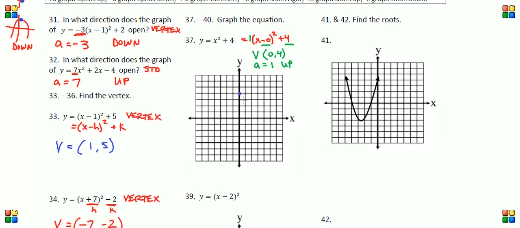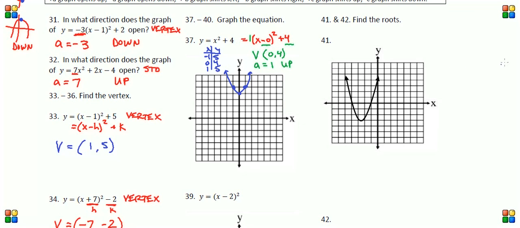Normally, if you want to get an accurate parabola, you can set up an xy table. We could do that real quick. If I plug in x equals negative 1, I'm going to end up with negative 1 squared, which is 1, plus 4 is 5. If I plug in 0, I'm going to get 4. That's my vertex. And if I plug in positive 1, that's 1 plus 4, which is also 5. So here's our other 2 points. And we know that our parabola is going to face up.